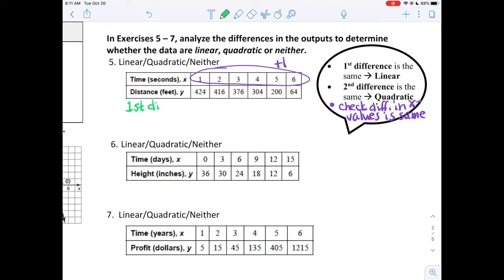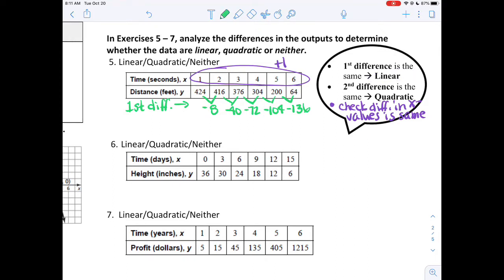So first difference means that we take the difference between the second number and the first, so 416 minus 424, and I get a negative 8. 376 minus 416, negative 40. Continue doing this for all of the values, and you can definitely see that our first difference is not the same number. We're going up and up and up in negative numbers here, ending with a 136 when I take 64 minus 200. All right, so we are definitely not linear.